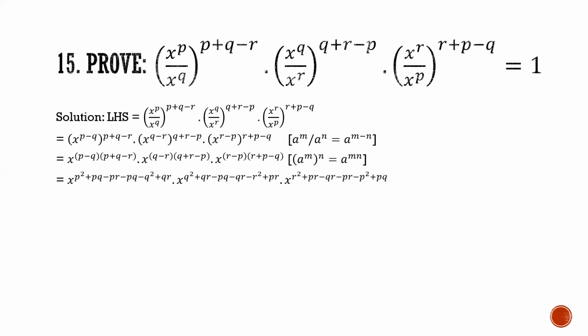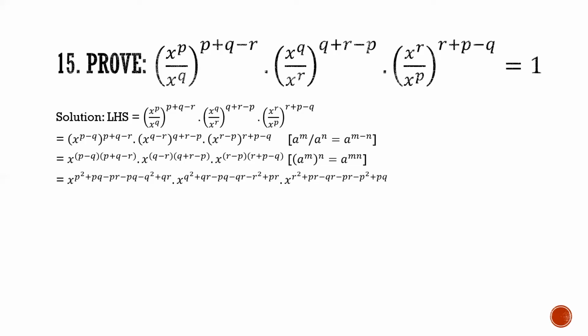So multiplying that, we will have x to the power q square plus qr minus pq minus qr minus r square minus pr. And for the third term, multiplying r plus p minus q with r, we will have r square plus pr minus qr, and lastly multiplying r plus p minus q with minus p, we will have minus pr minus p square plus pq.